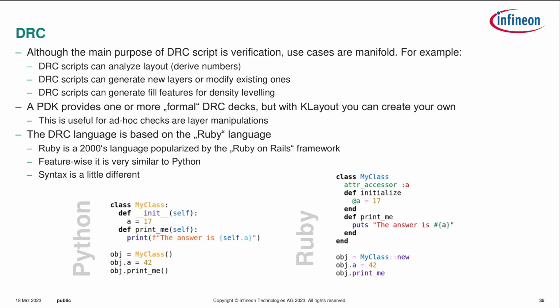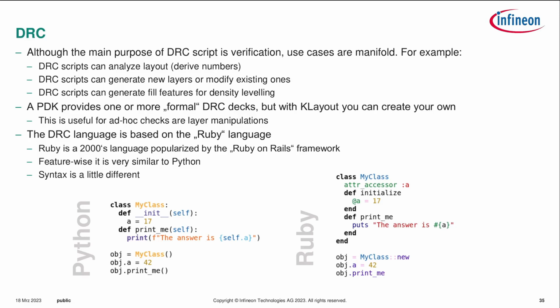And essentially, DRC scripts are not something special. Everything you can do with DRC scripts, you can also do with plain Python scripts, but DRC is a bit more compact to write and easier to use. When we talk about DRC, we usually mean the one DRC deck that comes with your PDK. So this is reflecting the formal DRC that is recommended or required for sign-off of your layout. But in KLayout, you can create your own DRC decks for any kind of purpose. So it doesn't need to be related to design manual or any kind of design rules.